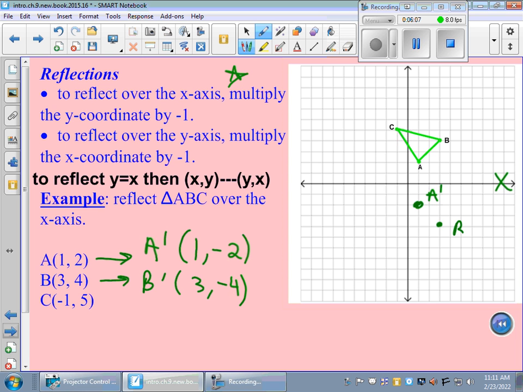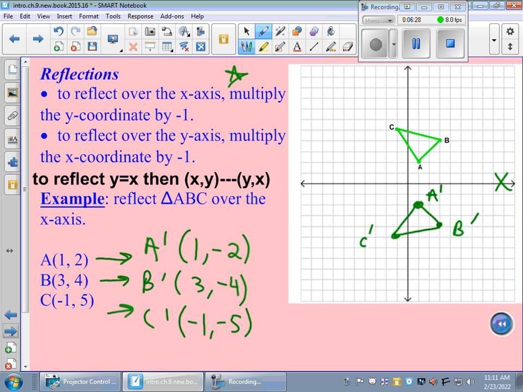That is our b prime. And then our c prime here is -1, -5. And yes, if you did have a negative, it would become positive. So this is a -1. And this is our c prime. So this right here represents our new triangle, basically flipped over.